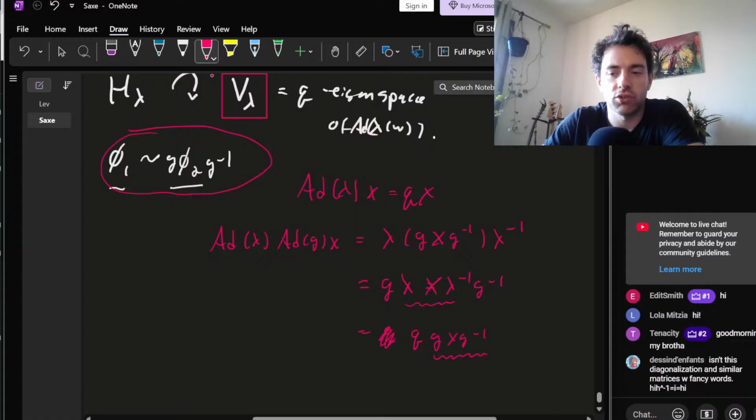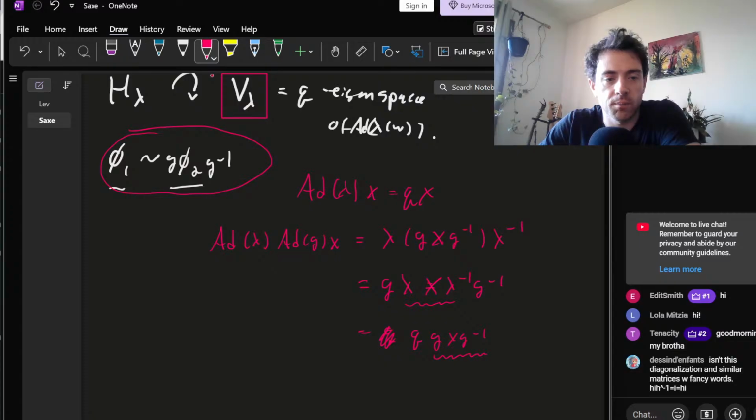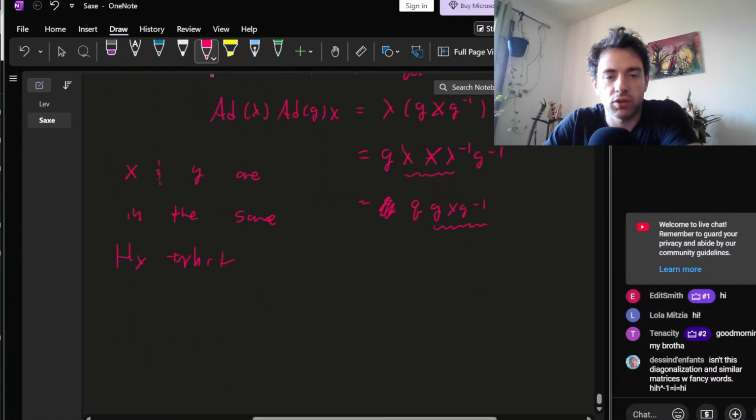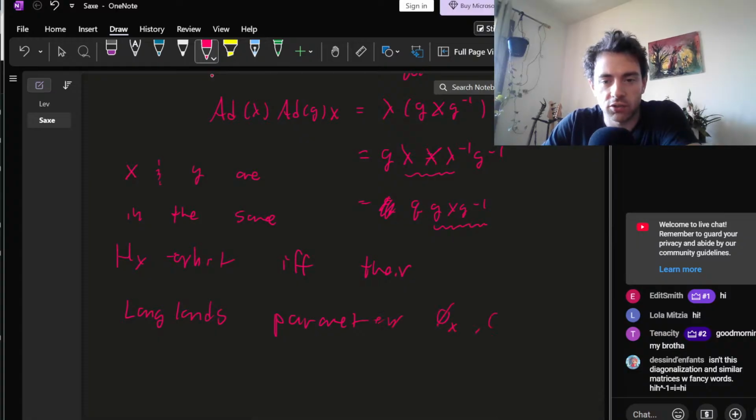And now, this is cooked up in such a way that two points, say x and y, are in the same h lambda orbit if and only if their corresponding Langlands parameters, say phi x and phi y, are equivalent.